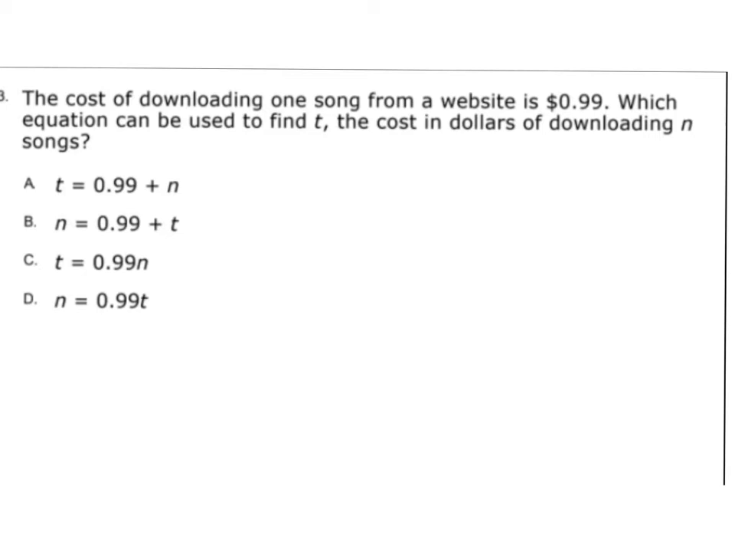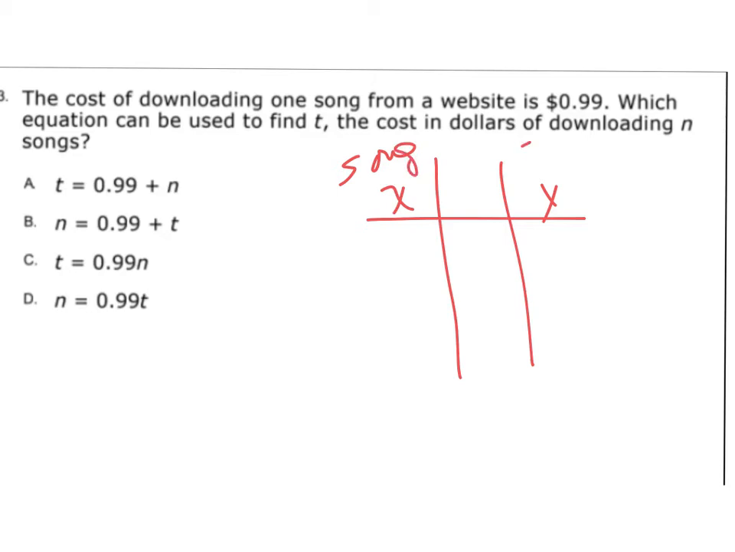So what I'm going to do, I'm going to go ahead and put X and Y. So it says that one song is 99 cents. So I know the number of songs doesn't depend on the cost. The cost depends on the number of songs you download. So this is songs and this is money. So here for one song is 99 cents. Well, I'm not going to put cents because then it's going to get confusing. So I'm going to put the decimal, .99.